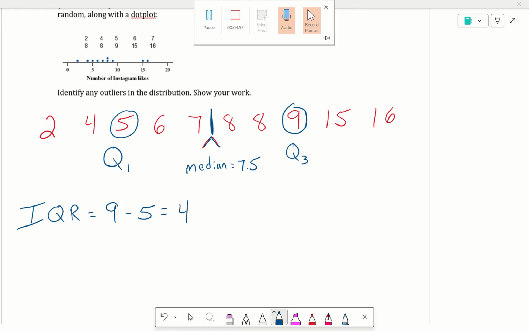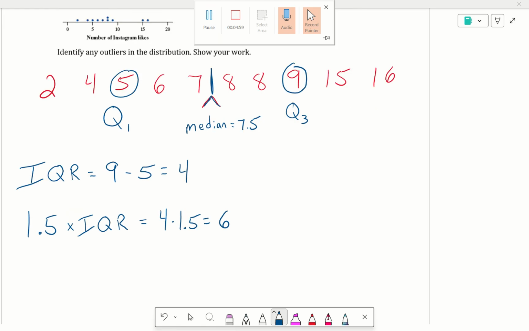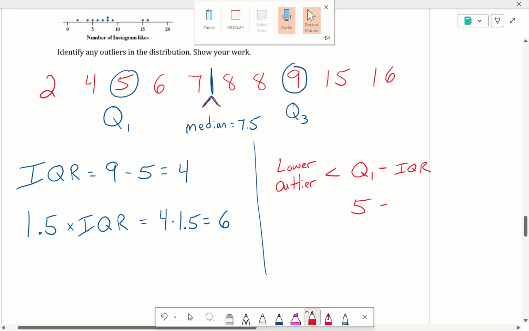Now we're going to find the IQR multiplied by 1.5, and we get 6. Once we've identified that, our lower outliers will be below the first quartile minus 1.5 times the IQR. That's going to identify our lower outliers. So that looks like this. First quartile was 5 minus 1.5 multiplied by the IQR of 6, which results in -1.